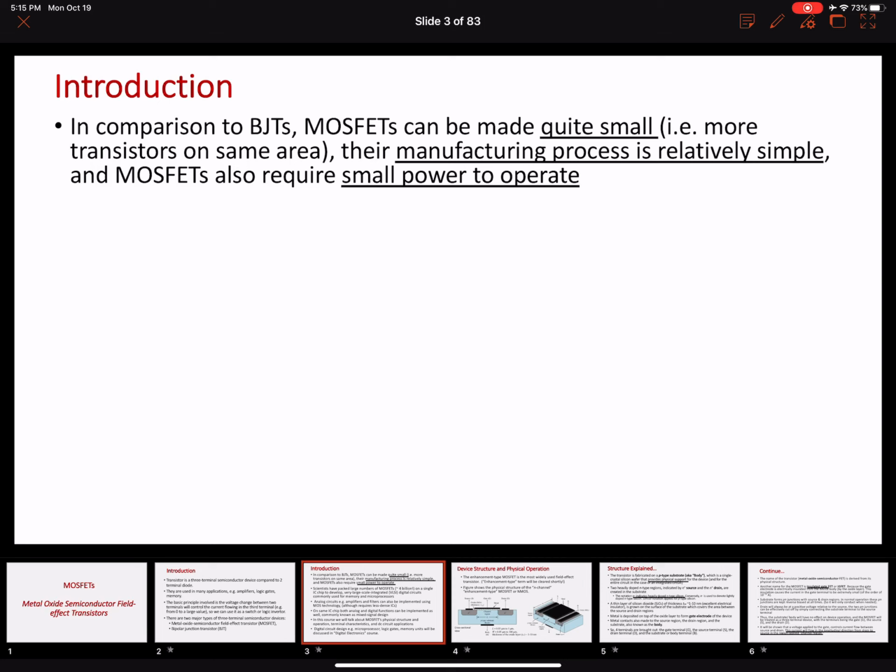MOSFETs also require very little power to operate, which is a very important consideration. We want the batteries in all of our electronic devices, smartphones, laptops, to run forever. Ideally, yeah, but at least for a longer time. So we want all of these electronic components to use as little power as possible. So this is an important consideration to make.